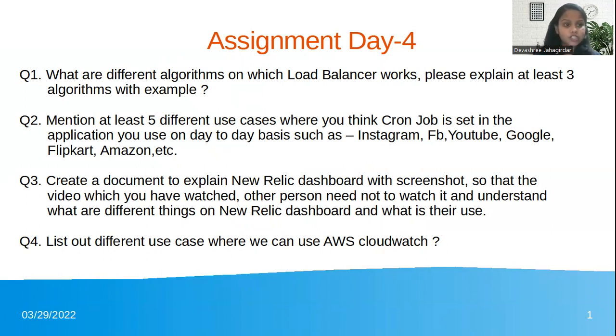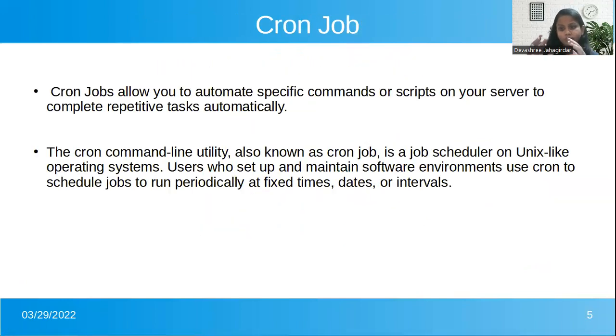Now moving to the second question: mention at least 5 different use cases where you think a cron job is set in the applications you use on a day-to-day basis, such as Instagram, Facebook, YouTube, Google, Flipkart, Amazon, etc. So basically we should know what a cron job is. A cron job is an automated task, a command which executes at a particular time, where the developer writes code in a Python script on a server by considering some conditions, right?